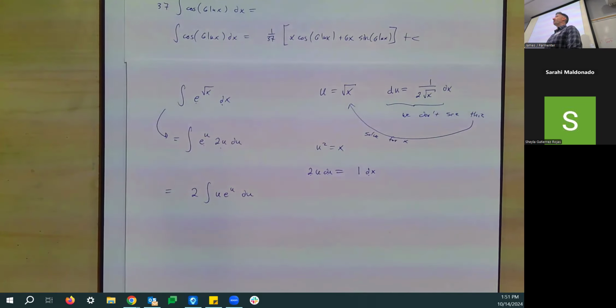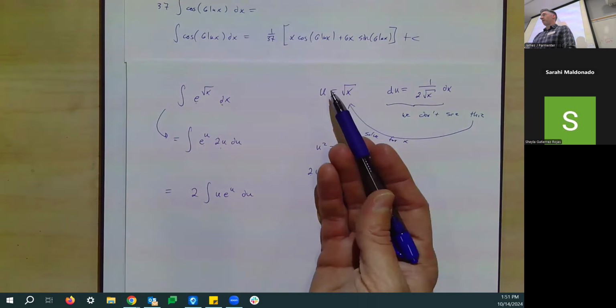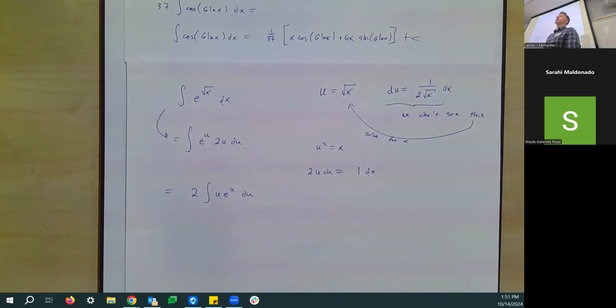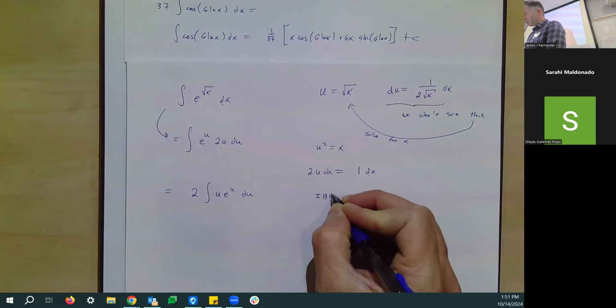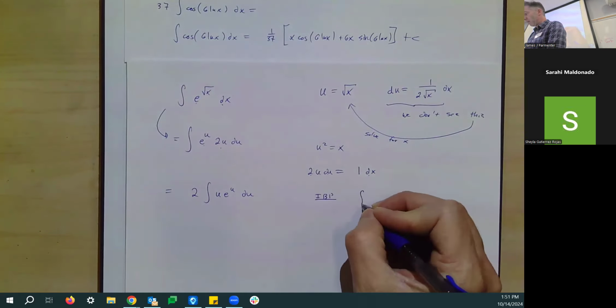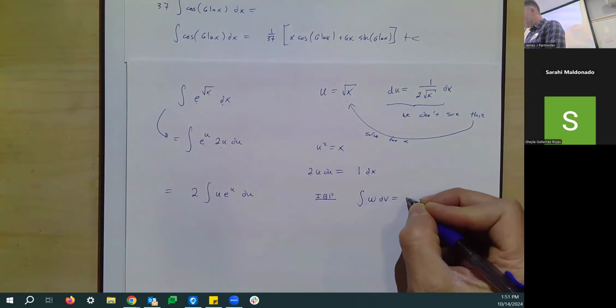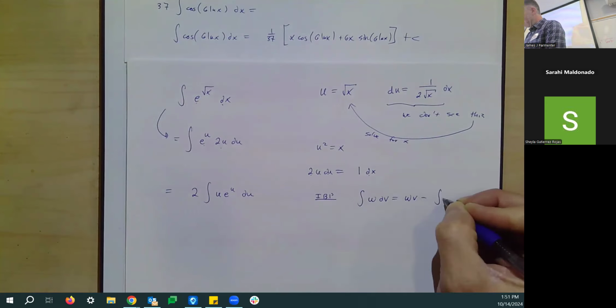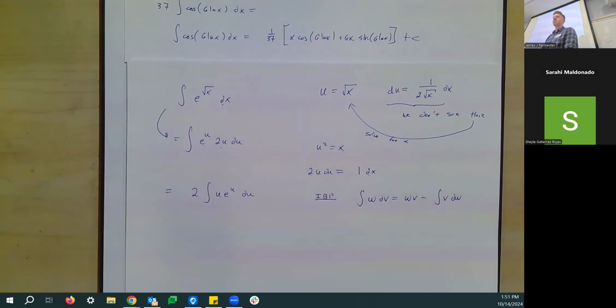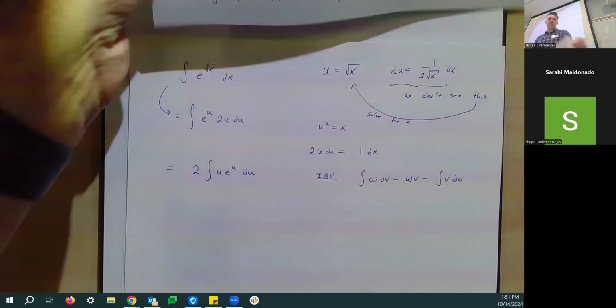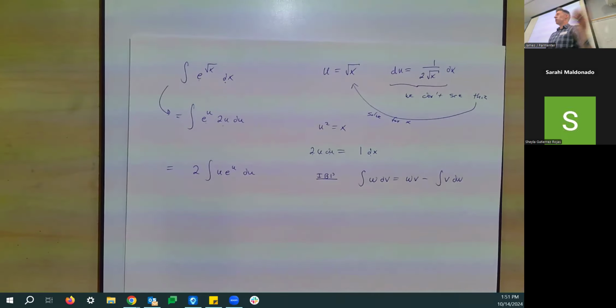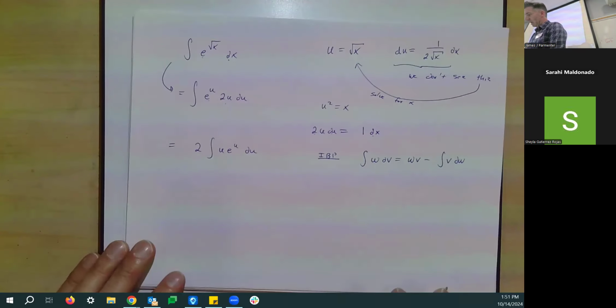So you can either go back and change u to another letter, like t is what I have to do. Or instead of using u and v, you can use w and v. So we're going to do integration by parts, but we're going to use w instead of u. So we're going to say that the integral of w dv is equal to wv minus the integral of v dw. Same idea though. We're still picking w to be the algebraic thing and dv to be the exponential thing.